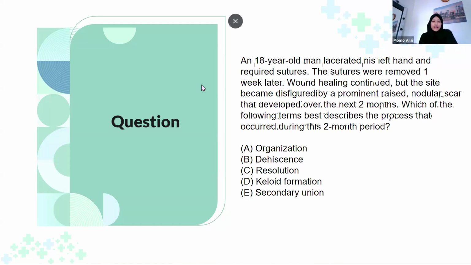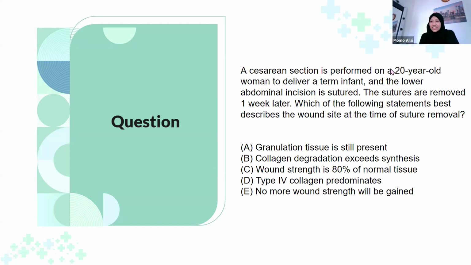Okay, good. Good job, everyone. Okay, so a cesarean section is performed on a 20-year-old woman to deliver a term infant, and the lower abdominal incision is sutured. Sutures are removed 1 week later. Which of the following describes the wound site at the time of suture removal?